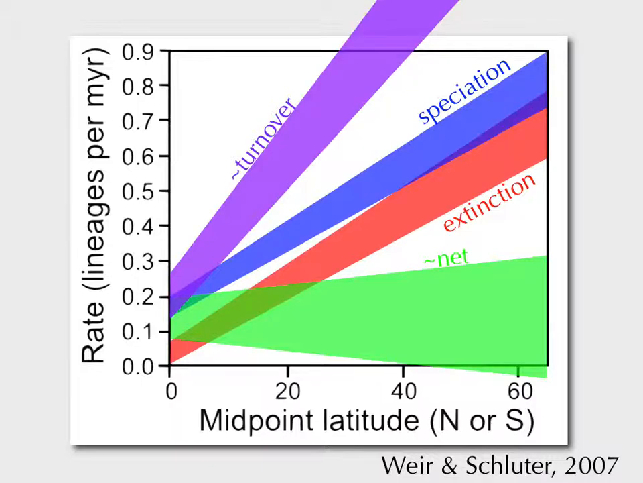The net diversification rate is about the same, but the turnover rate, which is flipping over, is actually higher in temperate regions. So it could have been that we'd find that speciation rate is higher in the tropics and the extinction rate is constant throughout, or vice versa. So it was on the turnover rate graph.